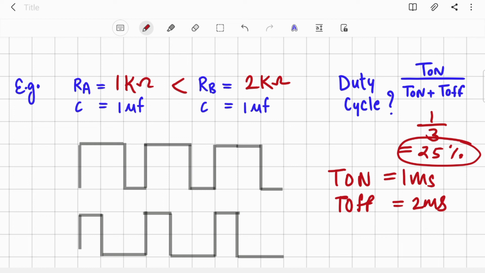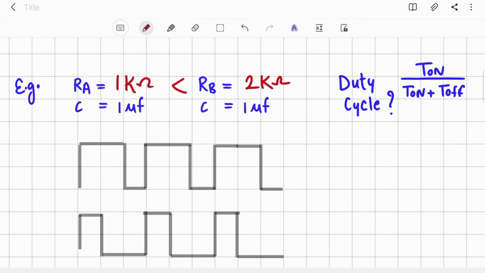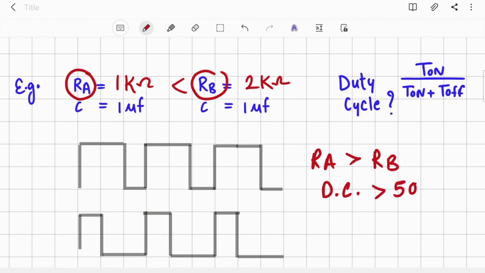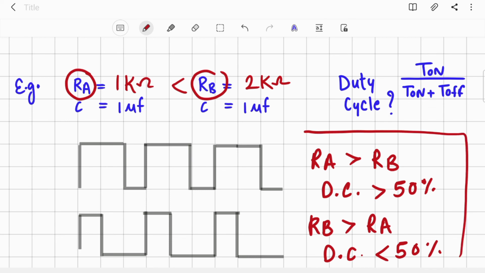So what did we learn through this analysis? The duty cycle of your output waveform totally depends on the values of RA and RB. If RA is greater than RB, your duty cycle will be greater than 50%, because in that case, T on will be greater than T off. And if your RB is greater than RA, then your duty cycle will be less than 50%. Okay, this is the simple takeaway from this example.